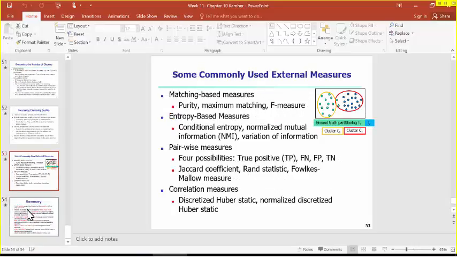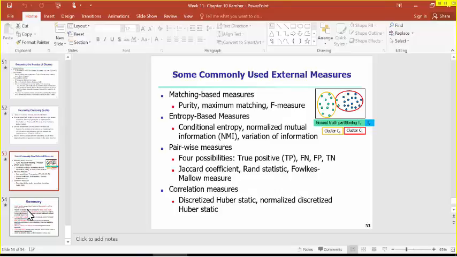Then we have some matching-based measures, which for example are purity, maximum matching, and F-measure. We can also have some entropy-based measures, for example conditional entropy, normalized mutual information or NMI, and variation of information. Then we have pairwise measures. For example, we can have true positive, false negative, and true negative pair measures, and the Jaccard coefficient, Rand statistic, and Fowlkes-Mallows measure.